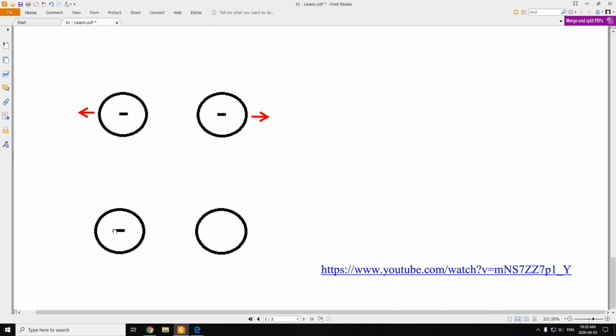Last one, I have a negative object, and I have a neutral. There's nothing on this, right? Equal number of positives and negatives. In this case, they are different, so they will still attract. Maybe not as strongly as the positive and negative, but they'll still attract.